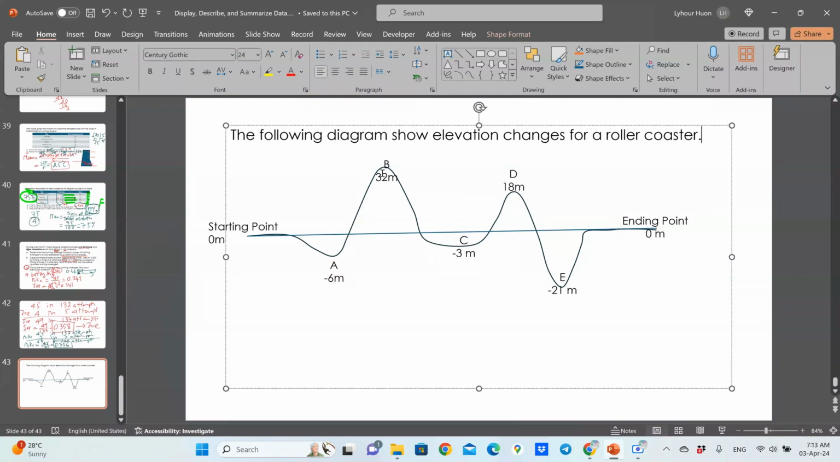The PC is taking a while. So the first question is, question number one: fill in the elevations in the table. Okay, I will give the tables here.